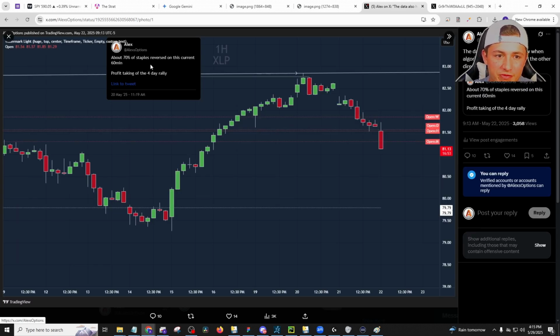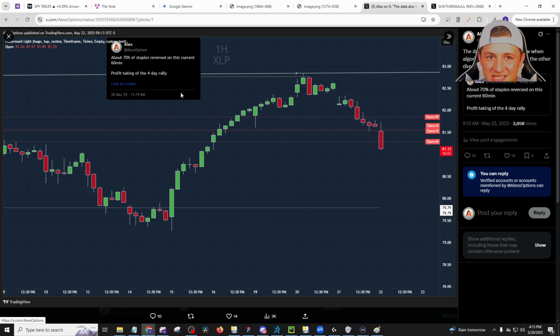So when staples reversed down in here, and we mentioned that, what we saw is 4 days of rally. Then we saw about 70% of the staples reversed on this 60-minute right here. What did that create, negate, or do? It negated the daily open. It did come back to green, but it did negate the daily open for a little bit. So what we said is this was profit taking of the 4-day rally we saw in staples. And we saw 70% of the staples get reversed.